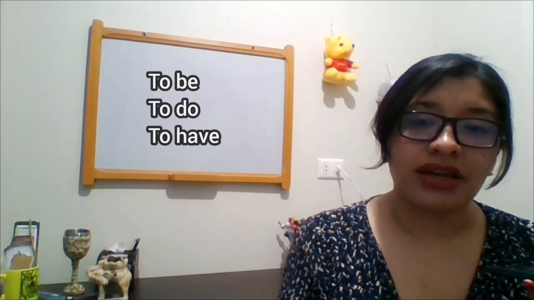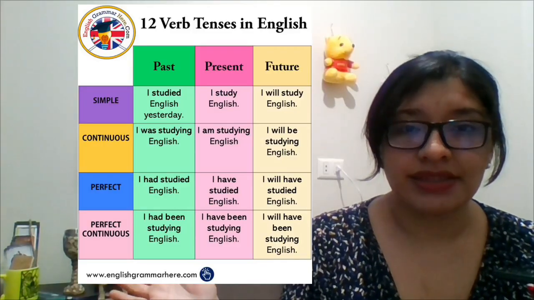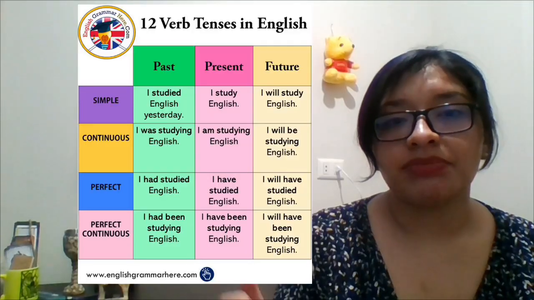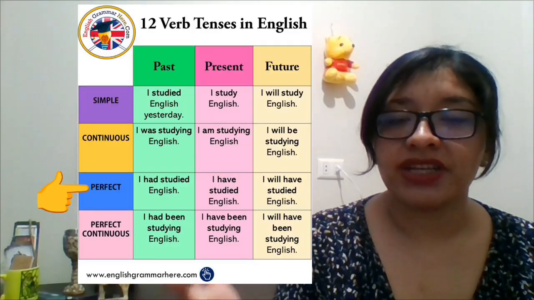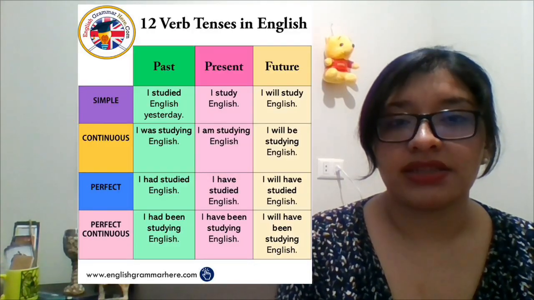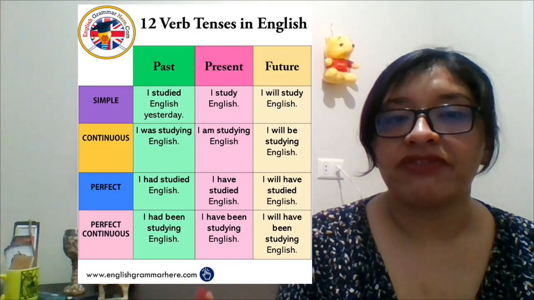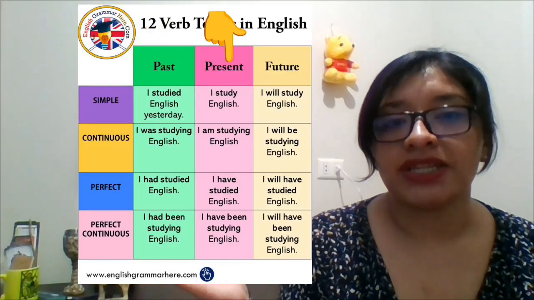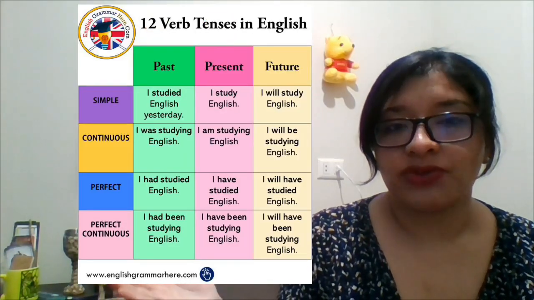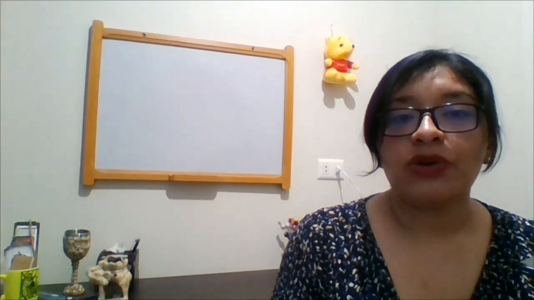Before we start, I want to show you the tenses. We are going to talk about the simple tense, continuous tense, perfect tense, and present continuous tense. And as you can see, we have to focus on the past and the present. Just for now, let's forget about the future. Now we can see one by one.